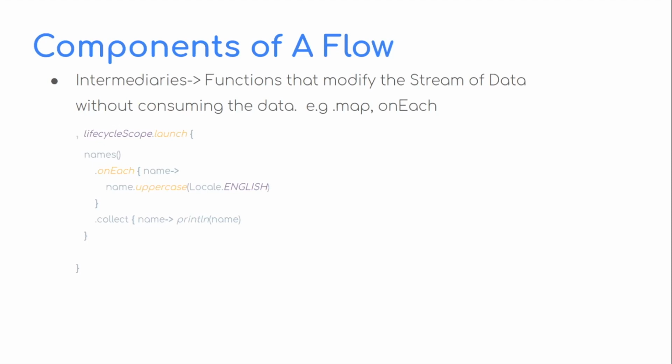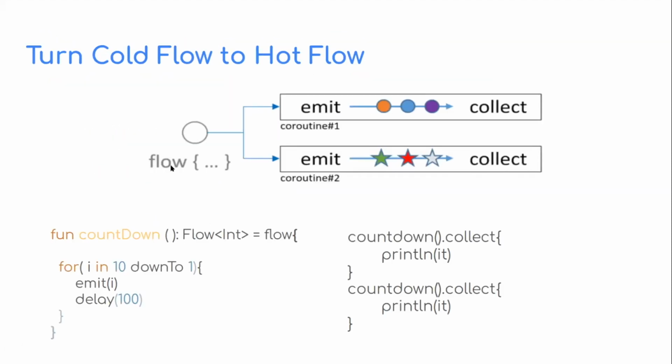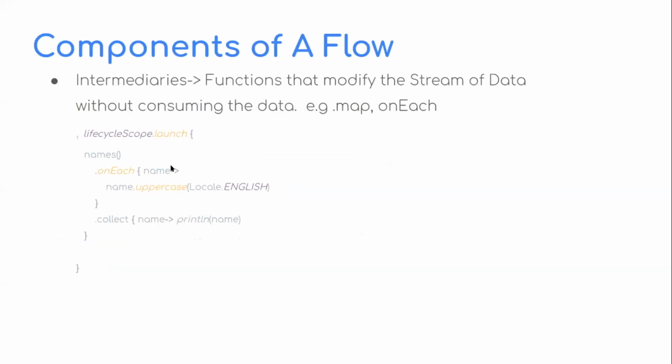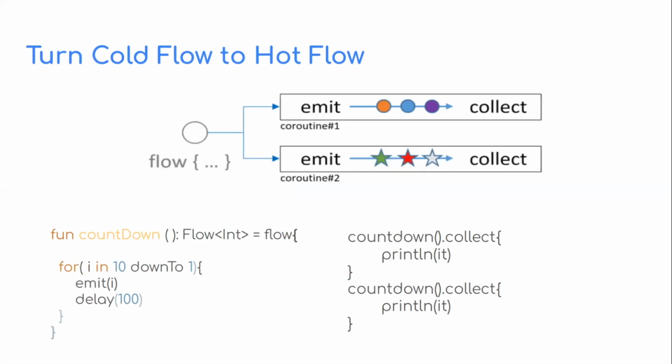And the good thing about this is that we can create a chain of intermediaries. We can have onEach and map called one after the other. So cold flows only emit data when a terminal operator is called on them. Let's say we're fetching data from a database. Cold flows only emit data when a terminal operator is called on them.